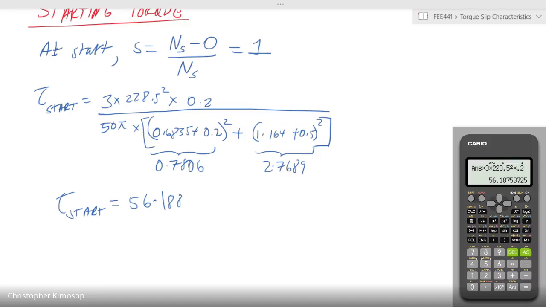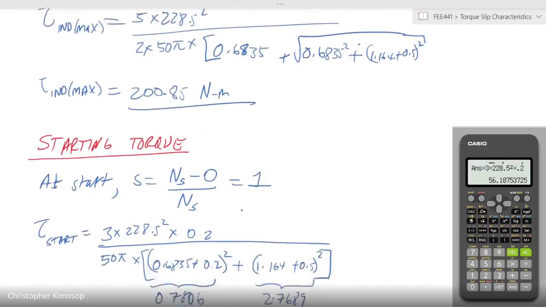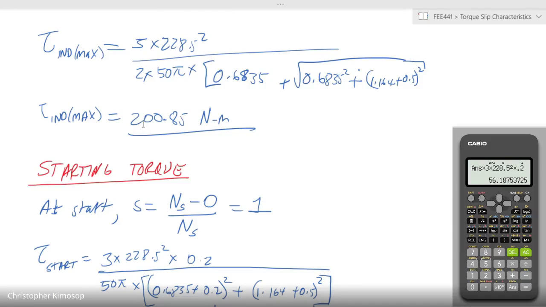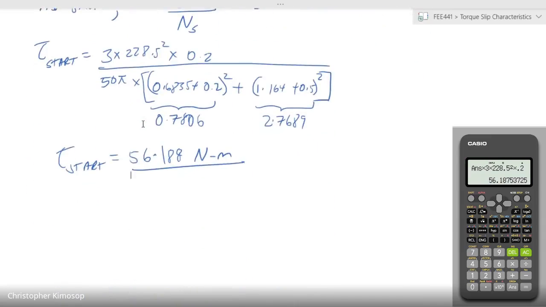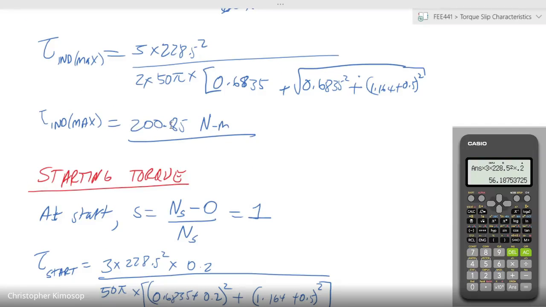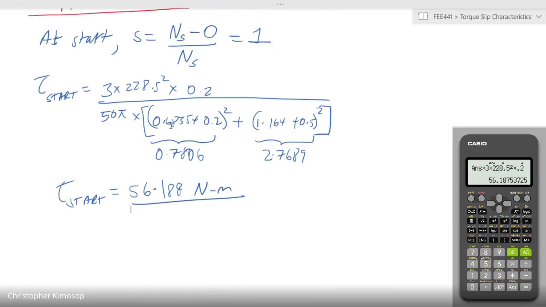56.188 Newton meters, right? So you can see the starting torque is much less than the induced or maximum torque. Starting torque is about 56. Maximum torque is almost 4 times as much as that.